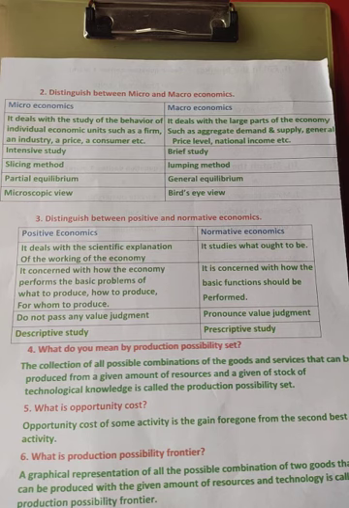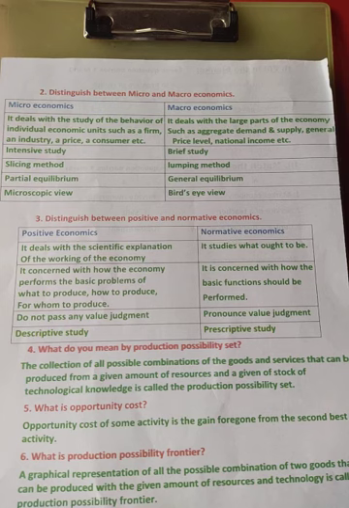Under microeconomics, the third point is the slicing method; under macroeconomics, the third point is the lumping method. Under microeconomics, the fourth point is partial equilibrium; under macroeconomics, general equilibrium. Under microeconomics, the last point is microscopic view; under macroeconomics, the last point is bird's eye view.